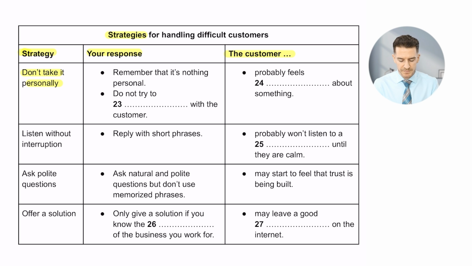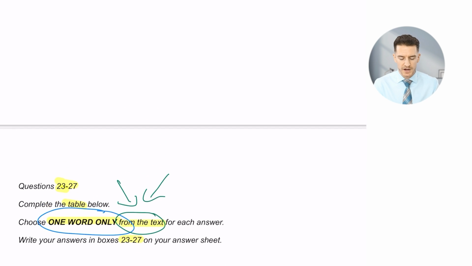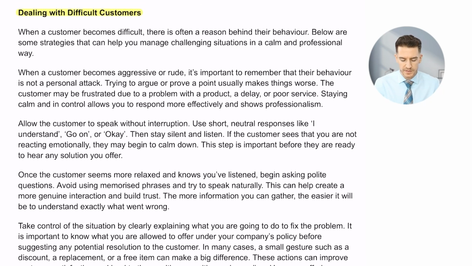So let's look at 23. Do not try to. Well, we've got to, so after to, we will normally have a verb, okay? So what we'll do this time, we'll just do them one by one. We'll predict the part of speech one by one. So let's have a look. Do not try to something with the customer. And remember, we're looking for this strategy here, okay? Don't take it personally. So let's go back up and we'll see if we can find that strategy. And we'll see if we can find where it talks about don't try to do something to the customer or with the customer.